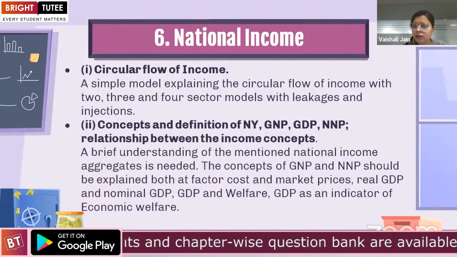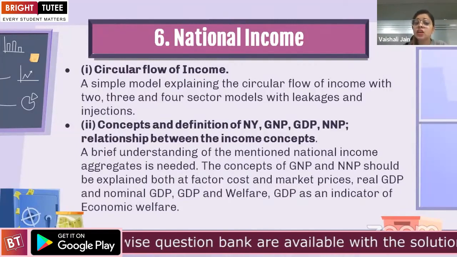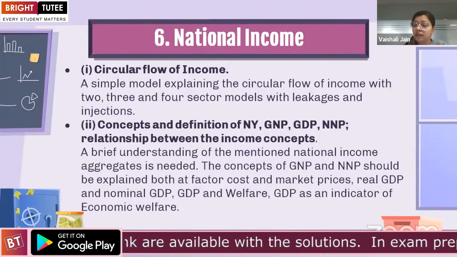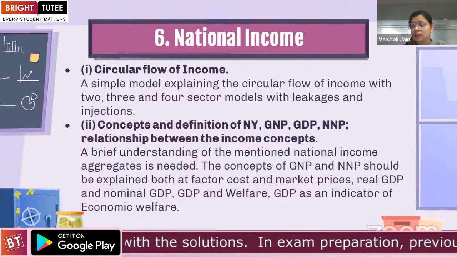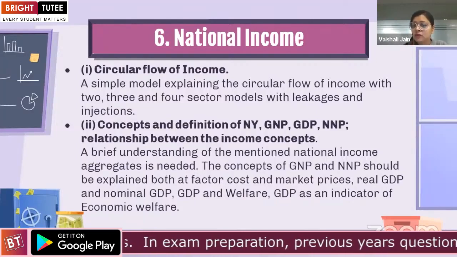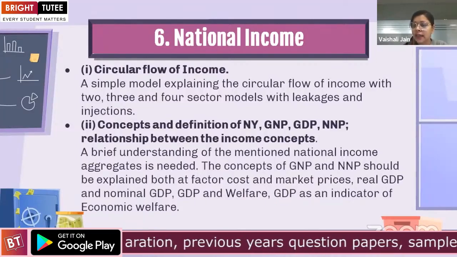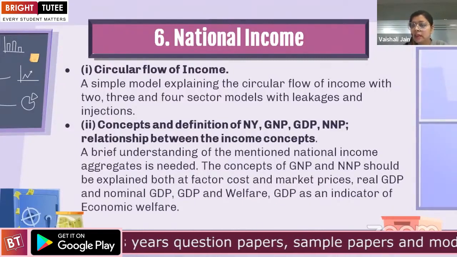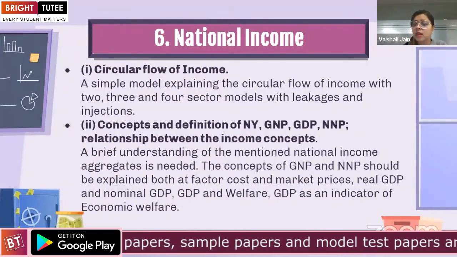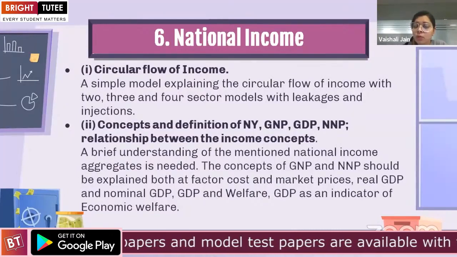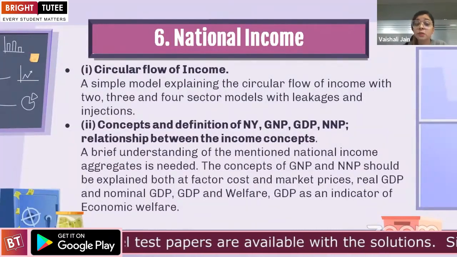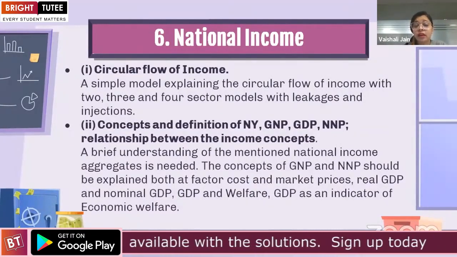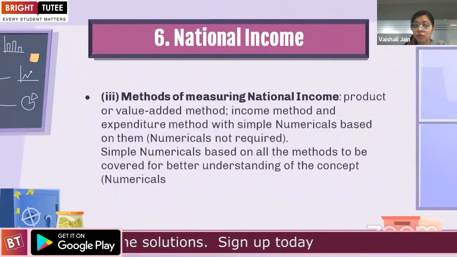A brief understanding of this: the concept of GNP and NNP should be explained with the help of factor cost as well as market cost. That is the GNP at FC as well as GNP at MP. Similarly, NNP at FC as well as NNP at MP, where NNP at FC is also known as national income. Real GDP and nominal GDP, GDP as an indicator of economic welfare. Again, it is a very, very important topic. I hope you know that.